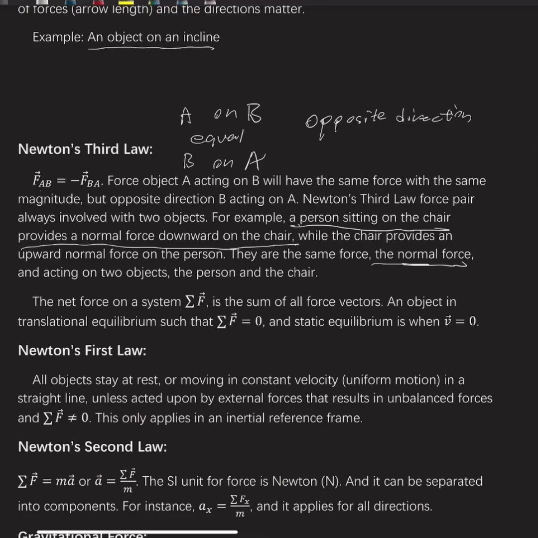The net force can be written as the sigma symbol, which is the summation symbol, with F and a vector symbol. An object in translational equilibrium has a net force equal to 0, which means that it's either not moving or moving at constant velocity. And static equilibrium means the velocity is equal to 0. It's not moving at all.